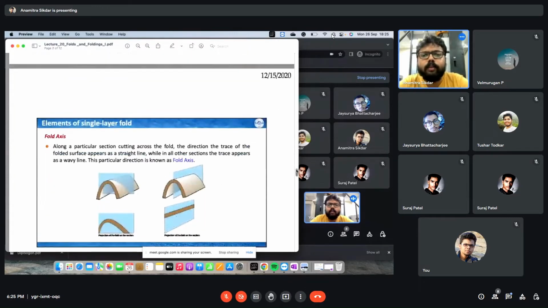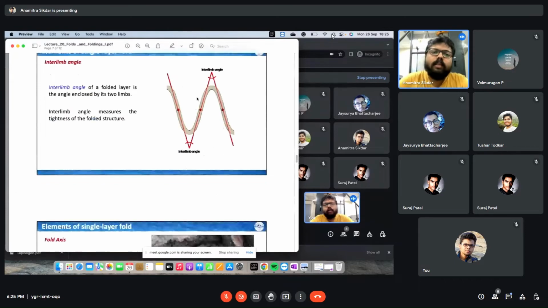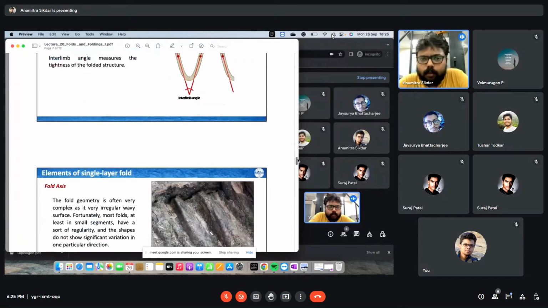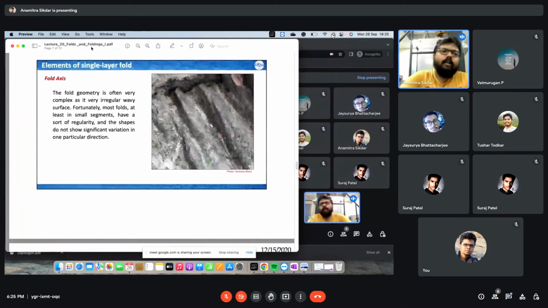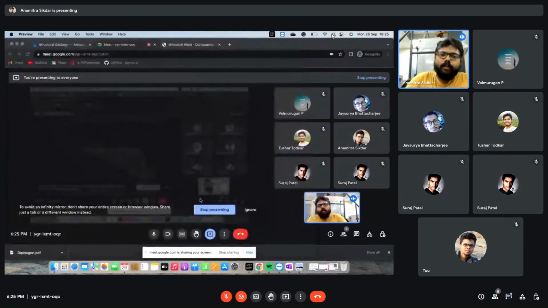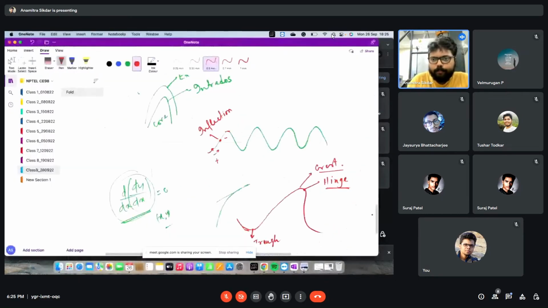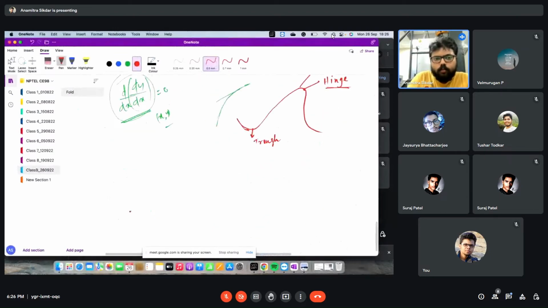So these are different nomenclatures that we use to classify folds depending on their geometries. We will be going through that later in this lecture. And there are other very important things of the fold, which are fold axis and axial plane, right?